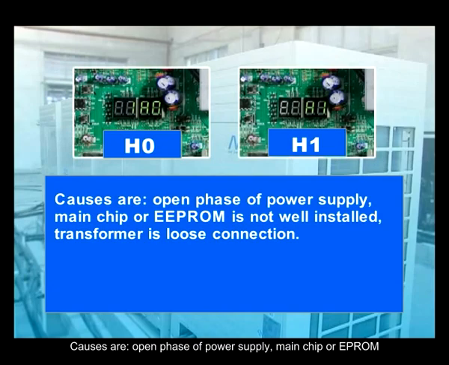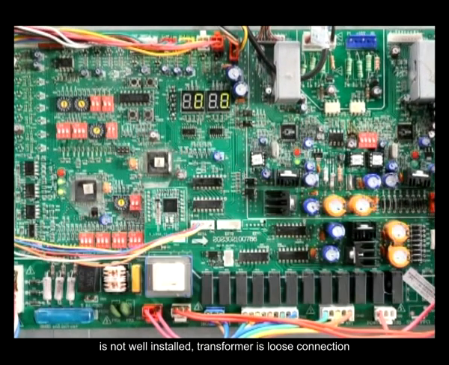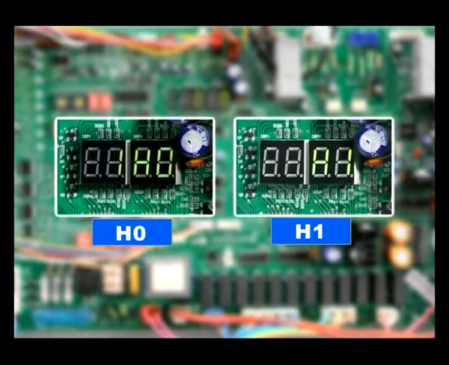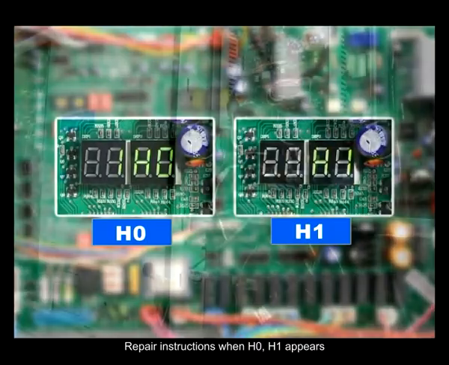Causes are open phase of power supply, main chip or EPROM not well installed, or transformer loose connection. Repair instructions when H0, H1 appears.